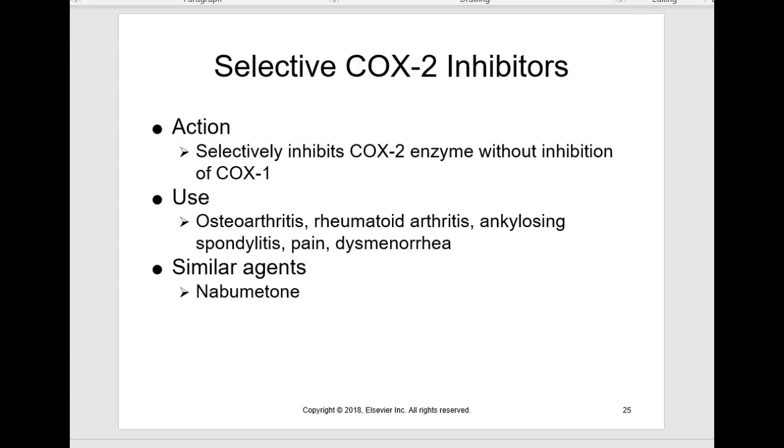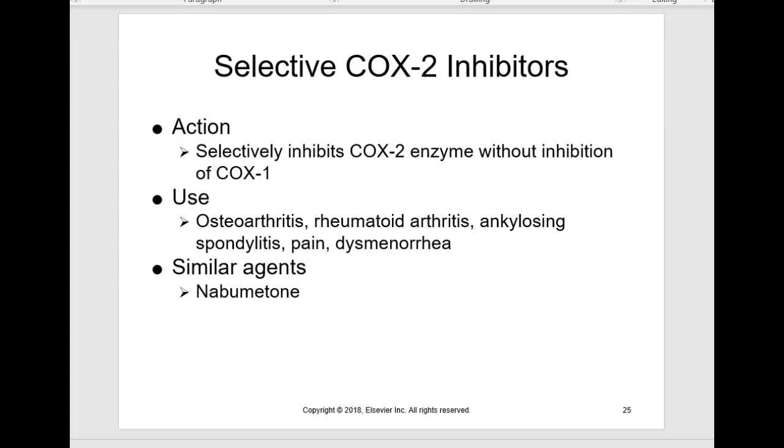Now we're up to the selective COX-2 inhibitors. So all the medications we've talked about prior to this have been NSAIDs that inhibit both COX-1 and COX-2 enzymes. There's one prototype medication that you need to know as a selective COX-2 inhibitor, and it's celecoxib. It selectively inhibits COX-2 enzymes without inhibiting COX-1 enzymes. So the benefit of this medication, again, is that it inhibits COX-2 enzyme, which means it inhibits inflammation and pain. It does not play a role in inhibiting COX-1 enzyme.